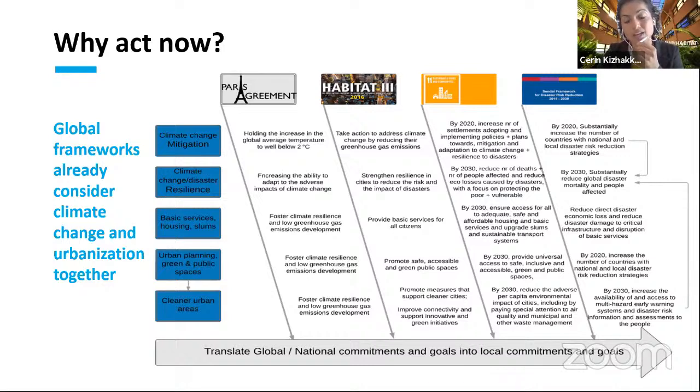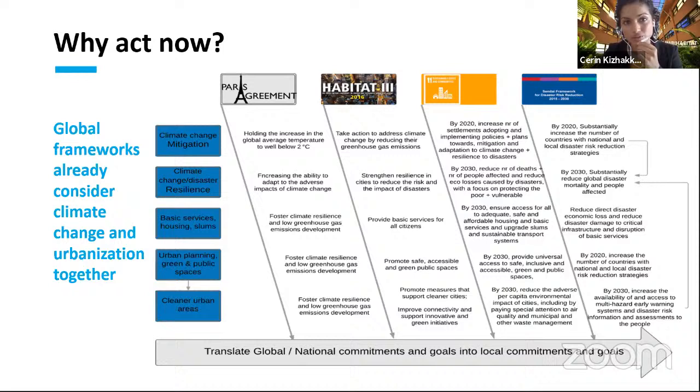Then we have the Paris Agreement with the target of reducing the average temperature rise to below 2 degrees, in terms of the GHG emissions that we have, in terms of the climate impacts that we have, and so on. We have the New Urban Agenda that David introduced. Then we have the Sendai Framework for Disaster Risk Reduction.